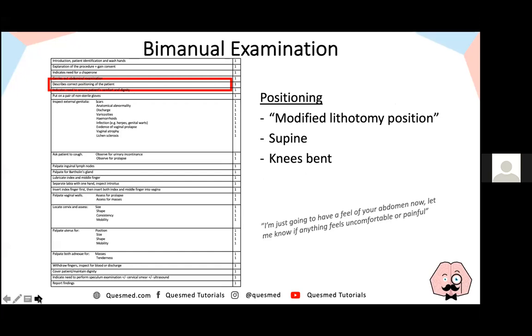And when we go ahead to the bimanual examination, we want to think about positioning, and there's often a mark specifically for explaining position. So normally in your OSCEs, you won't have a gynaecology bed, you'll have a flat bed. So we use the modified lithotomy position. And that basically involves asking the woman to have her heels together up towards her bum and to let her legs flop out to the sides. And we call that the modified lithotomy position.